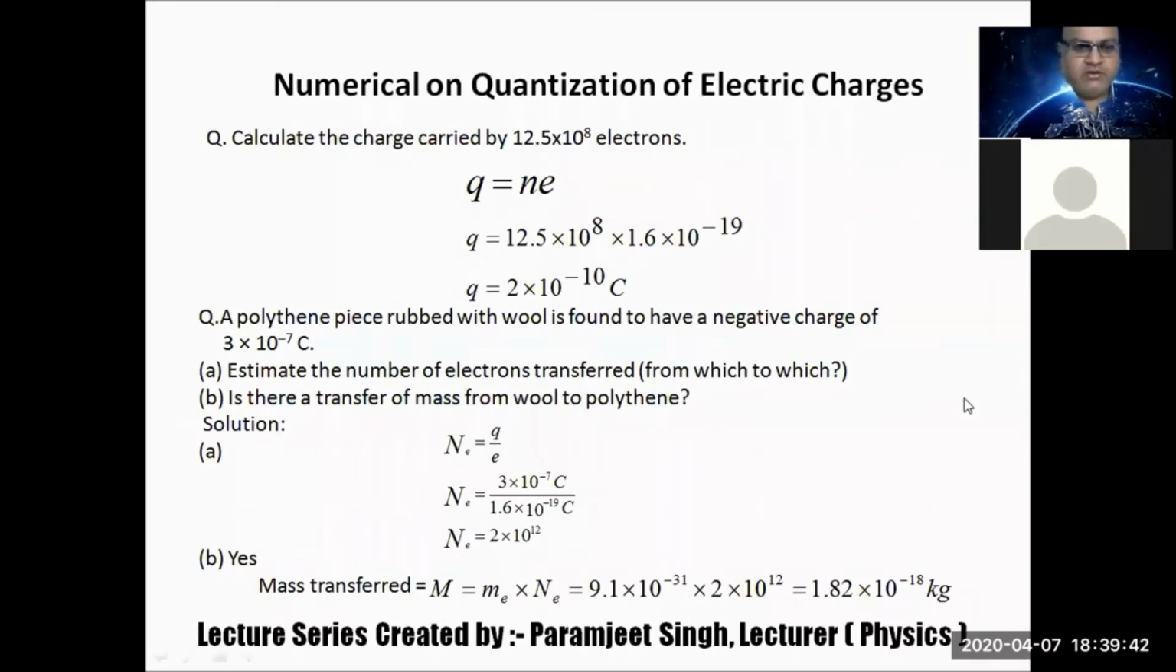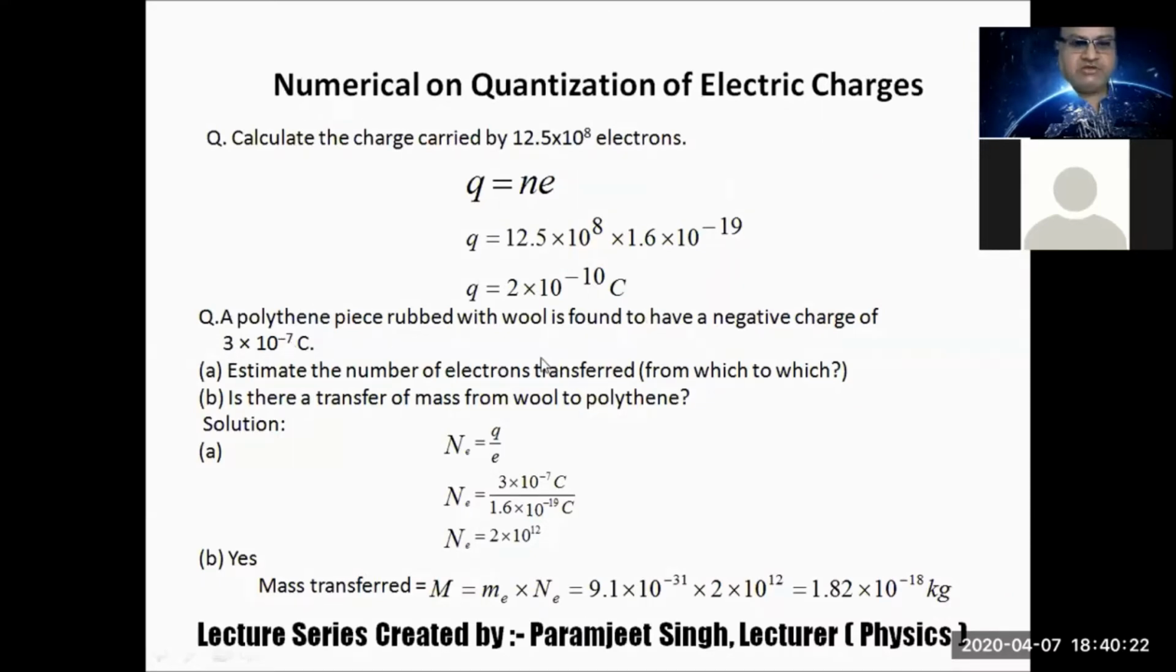Very simple. Q is equal to the number of electrons, 12.5 into 10 raised to power 8. Put it here, and charge on one electron is 1.6 into 10 raised to power minus 19. Remember this always: charge on electron is 1.6 into 10 raised to power minus 19 coulomb. If it is not given in the question, you should know it. This is the basic thing. Multiply and solve, this much charge is there. So these number of electrons carry this much coulomb charge.